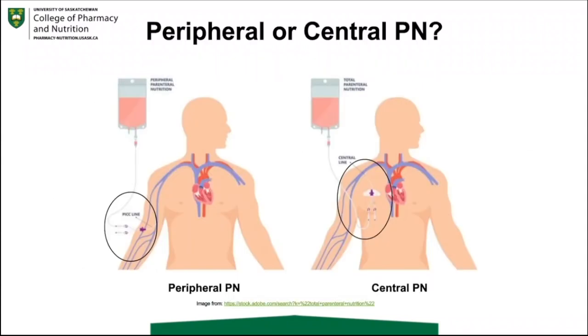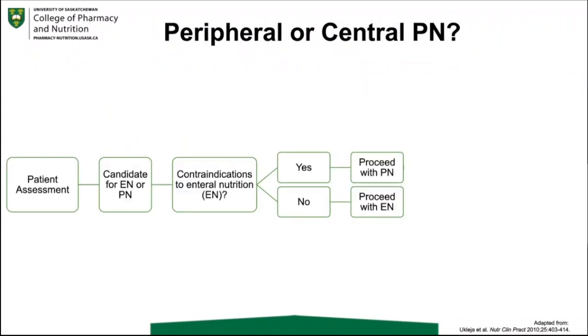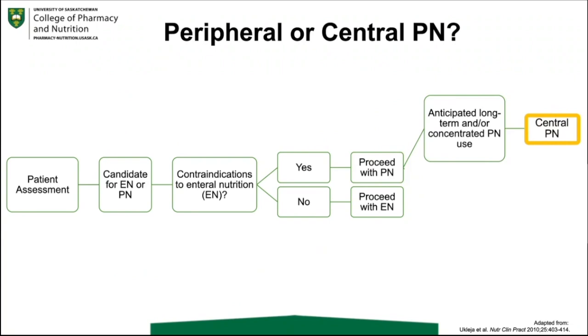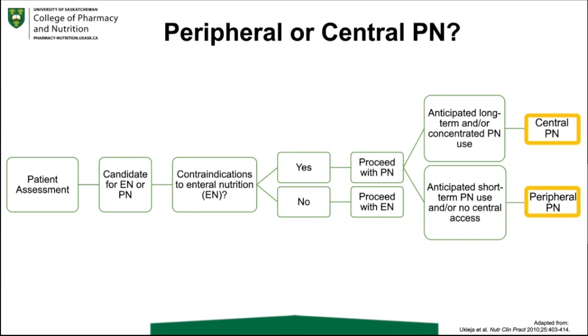Recall from part 1 of our parenteral nutrition video series, peripheral PN is administered in a small diameter vein, whereas central PN is administered in a large diameter vein. If a patient is assessed as a candidate for nutrition support and enteral nutrition is contraindicated, for example, due to non-functioning gut or trouble with nutrient absorption or eating enough to sustain nutrition requirements, then we would order parenteral nutrition. If long-term PN use is anticipated or a concentrated solution is needed, central PN will be used. If PN is only required short-term or there is no central access, peripheral PN will be used.